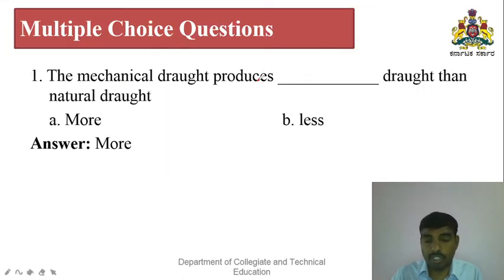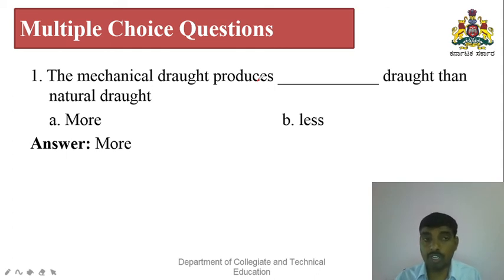So students, I have gone through some artificial or mechanical draft systems. Under that, I have explained forced draft fans, induced draft fans, and balanced draft fans, and I explained the advantages of FD over ID. Here I have given some multiple choice questions for your reference. Please go through these.